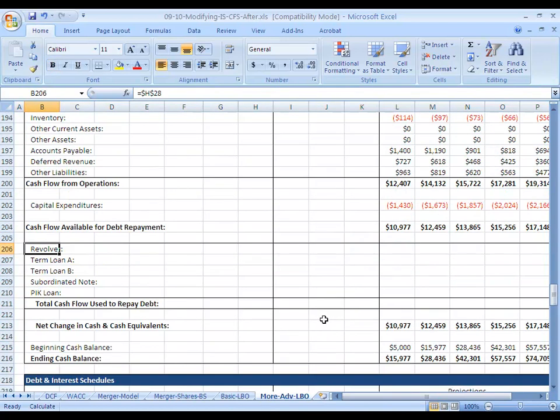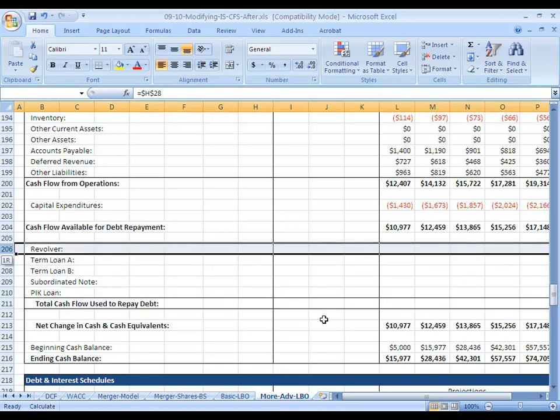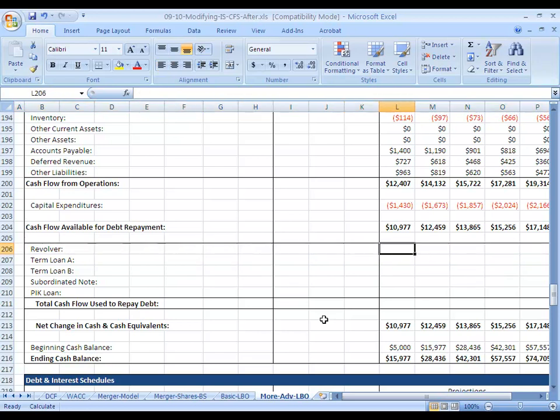So the next relevant section here is what happens to debt and the repayment of debt in this transaction. Let's think through what would actually happen here. For the revolver, we know that basically two things can happen. We can either draw on the revolver and borrow more money, especially if we have a zero balance to begin with, or on the other hand, we can actually pay off some of the revolver. So we need to account for both of those possibilities here. So let's go down to our debt schedules.